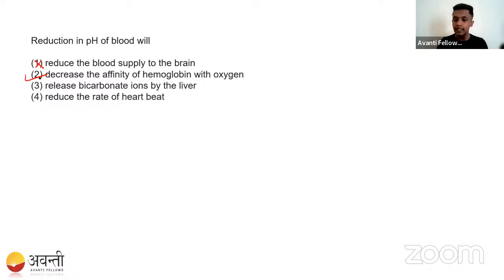So why is it like this? Whenever there is a high reduction in pH, what is happening here? There is a high concentration of hydrogen ions. When there is a high concentration of hydrogen ions, that means the carbon dioxide levels are very, very high. When carbon dioxide levels are very high, usually the solubility and affinity of carbon dioxide is quite higher compared to that of oxygen. So that is why it will decrease the affinity of oxygen with hemoglobin.